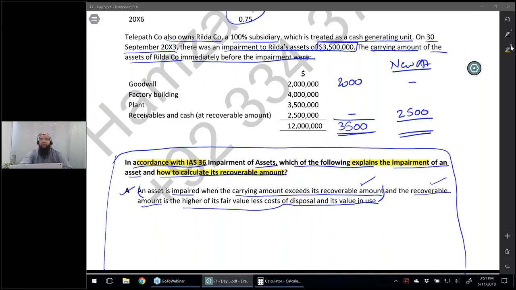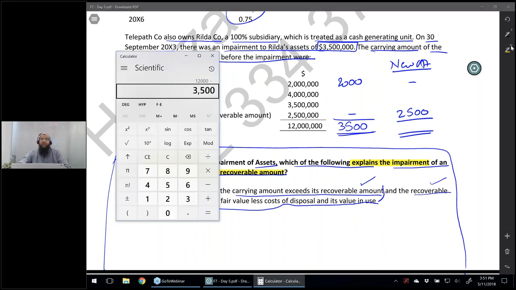So 12,000 minus 3,500 is going to give you a value of 8,500.